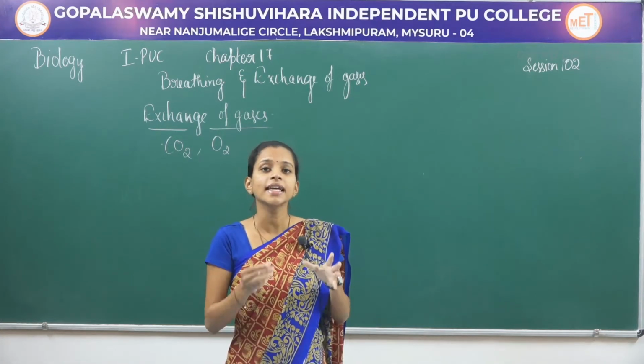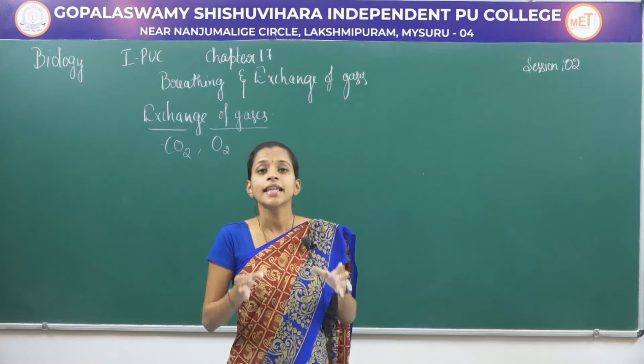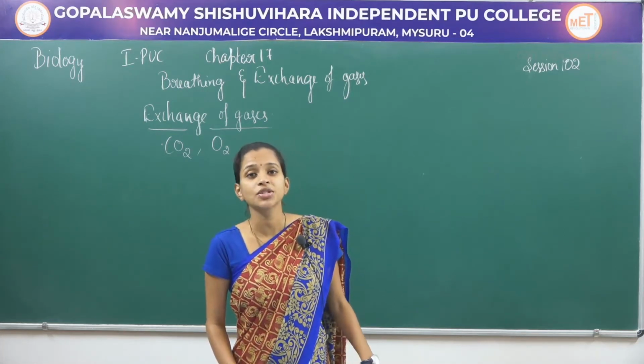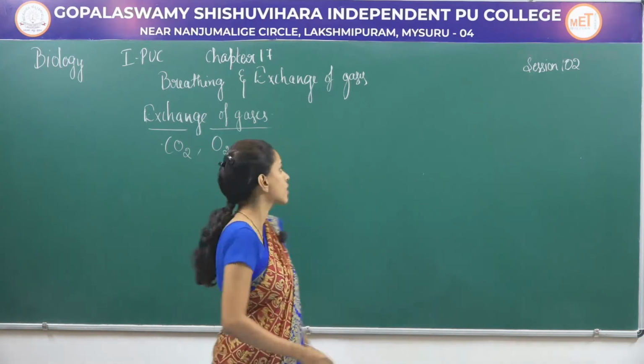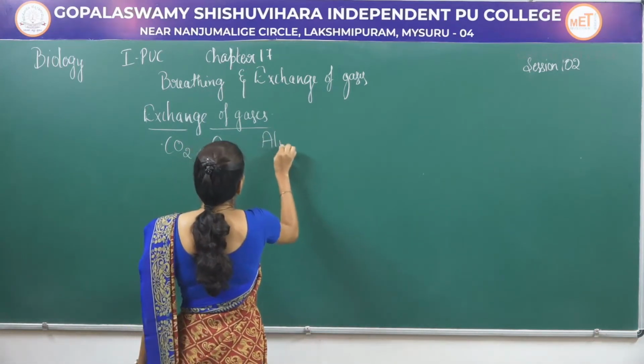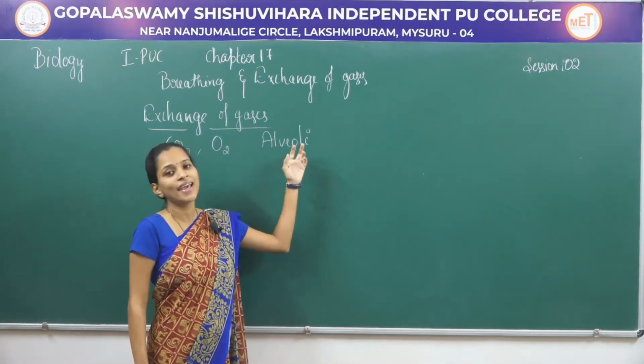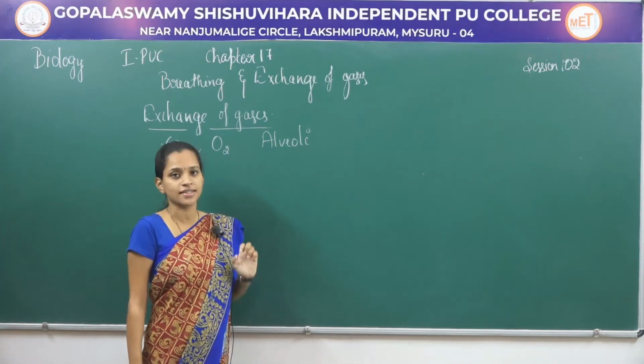So, here in human respiratory system, there is a bag-like or sac-like structure which is attached to the bronchioles, which are called alveoli. This alveoli helps in exchange of gases.